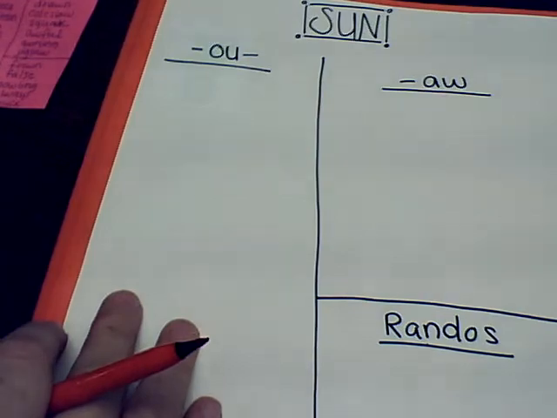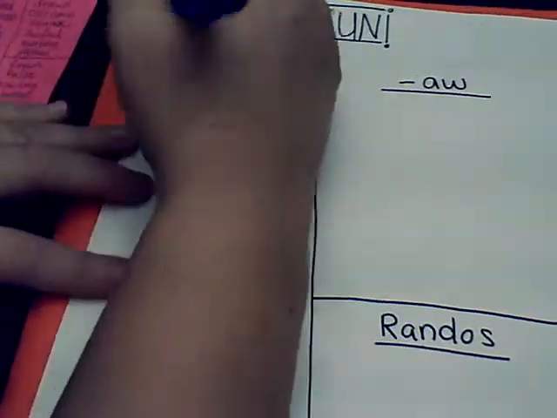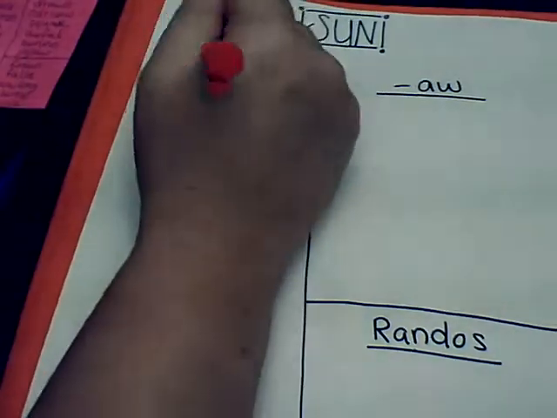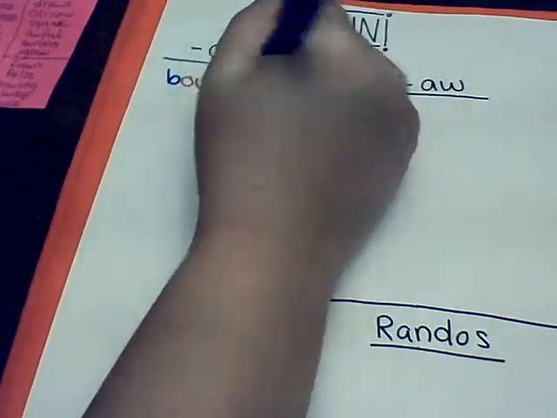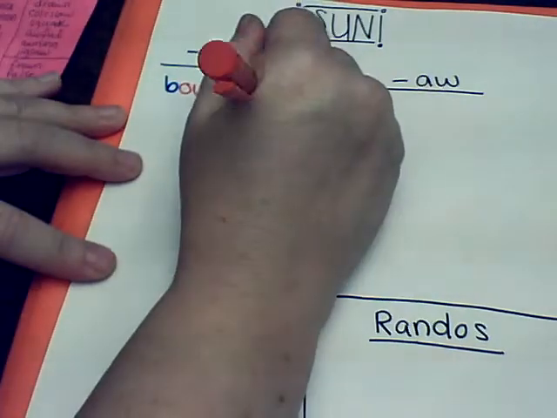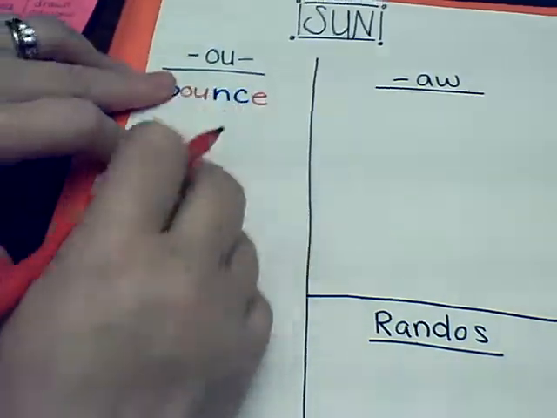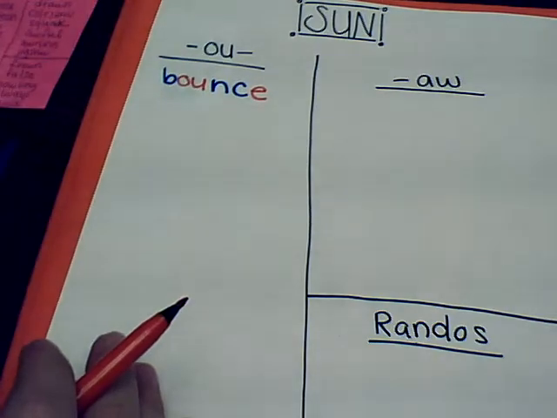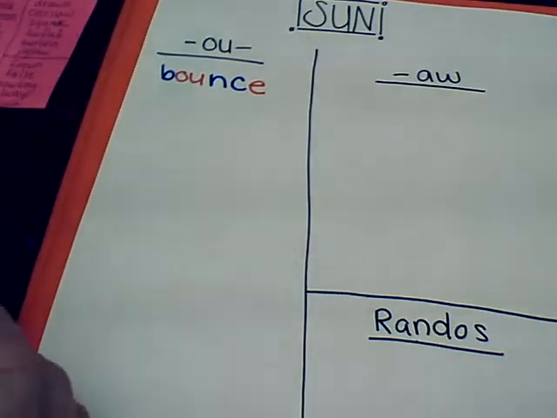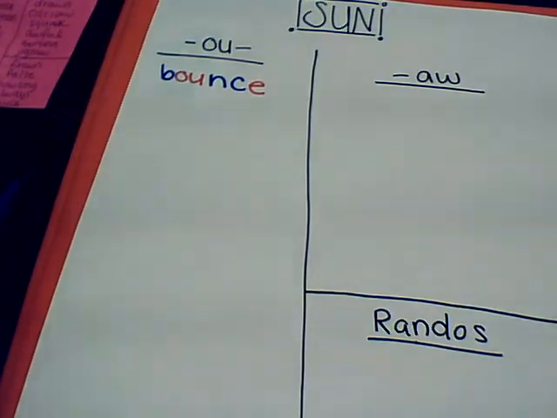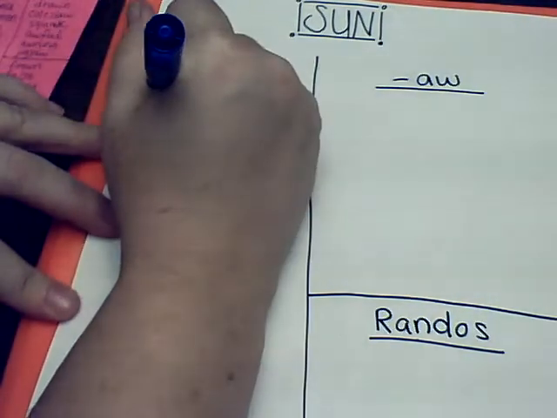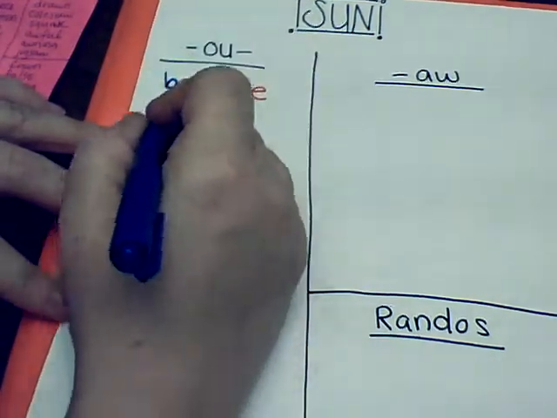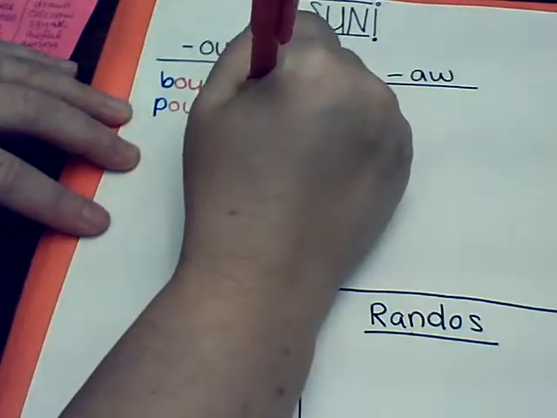So, first word is bounce. So we have B, then our OU, N, C, and then E. Bounce. So actually it's the word ounce with a B in front of it. Actually, why don't I just use pounce? Because pounce is a similar word. So I'm going to repeat all of this with a P in front of it. Pounce and bounce are basically the same word.